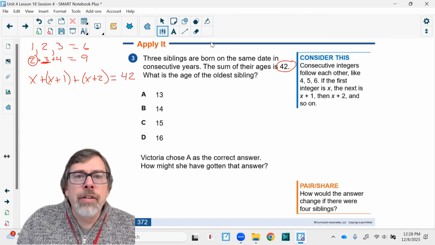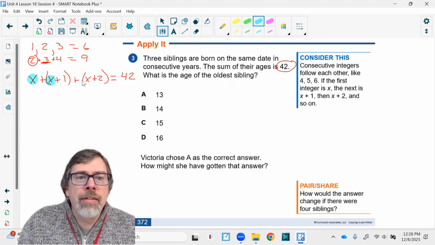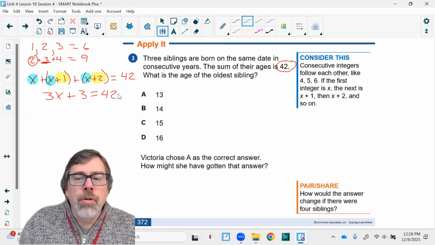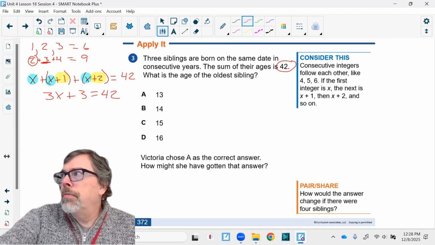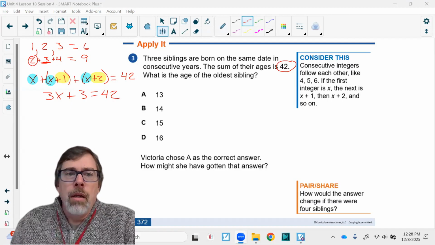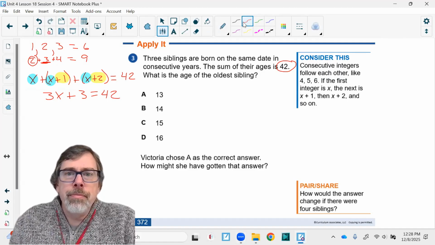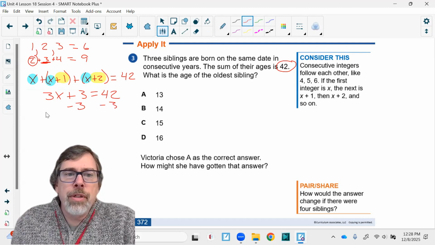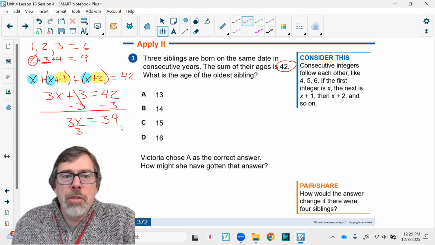Now we're going to combine like terms. I have an x, an x, an x, a plus 1, and a plus 2. So x plus x plus x is 3x. 2 plus 1 is 3, and they equal 42. Okay, so now we have this really simple problem we've been doing over and over. Subtract 3, subtract 3, subtract 3. These cancel, and I get 3x equals 42 minus 3, which is 39. Divide both sides by 3, and x equals 13.